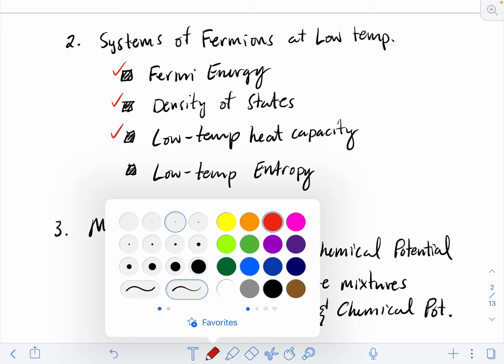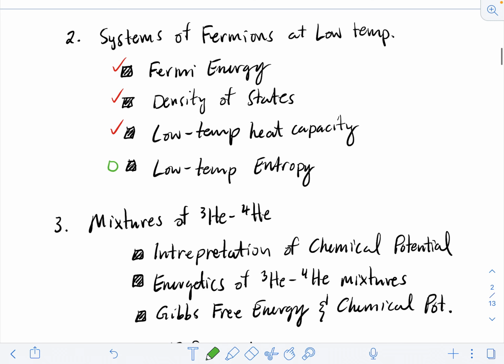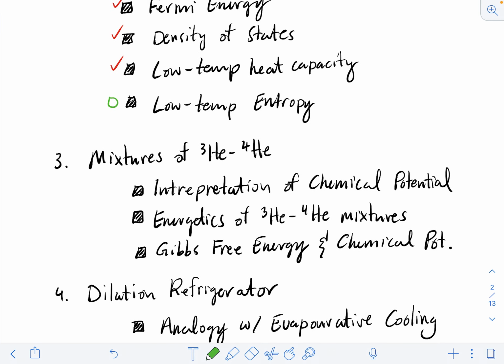Today, what we'll start with is writing down an expression for the low temperature entropy. And that will be really quick. And after doing that, we'll start to think about mixtures of the two isotopes of helium: helium-3, which is a fermion, and helium-4, which is a boson. That will require some discussion of chemical potential, and we'll start to think about the energetics of these mixtures.